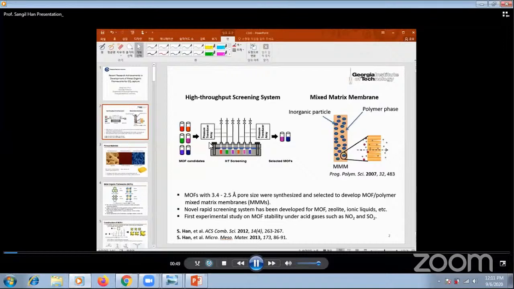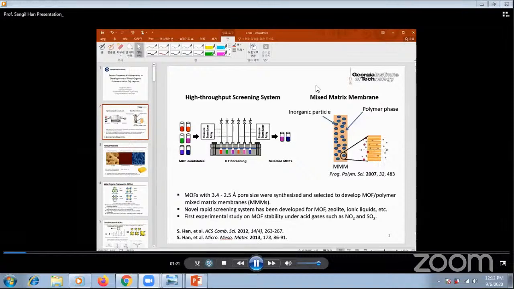This is my research conducted during my postdoc at the Georgia Tech Chemical Engineering Department. I want to talk a little bit about my previous research. During my postdoc, I developed a high throughput screening system, which was developed to screen and select the best candidate MOFs for CO2 capture.